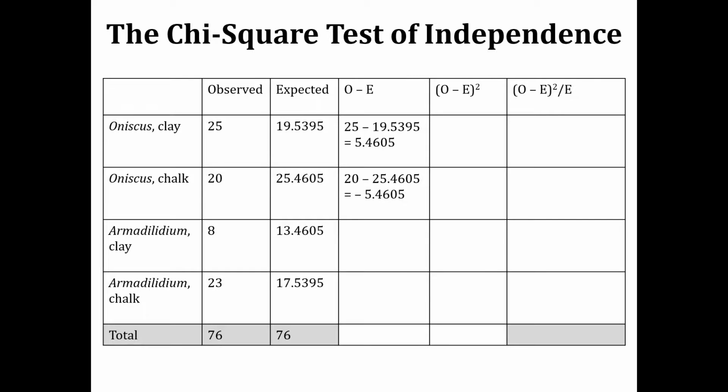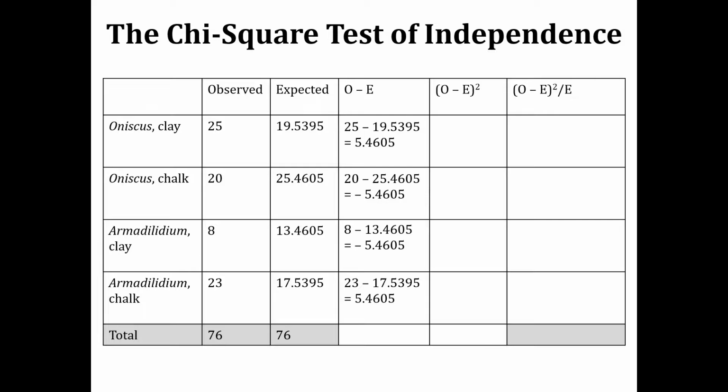Then 20 minus 25.4605. 20 is the observed frequency for Oniscus chalk, and the expected frequency is 25.4605, and the answer is minus 5.4605. And then the next cell, which is Armadillidium in clay soil, the observed frequency is 8, and the expected frequency is 13.4605, and their difference is minus 5.4605. And the last cell, which is Armadillidium in chalk, the observed frequency is 23, and the expected frequency is 17.5395, and the difference is 5.4605.